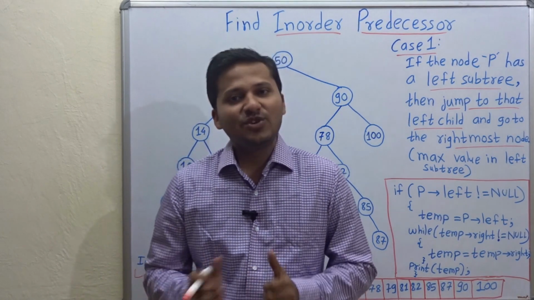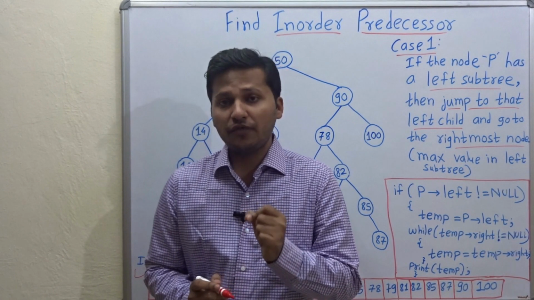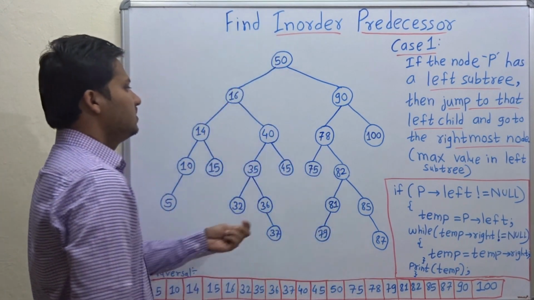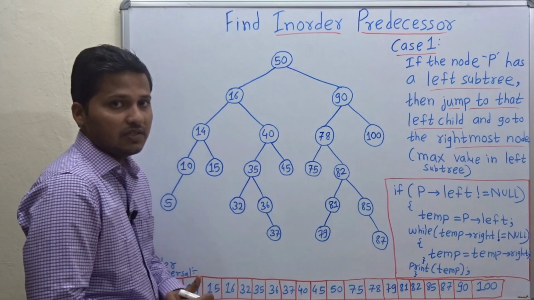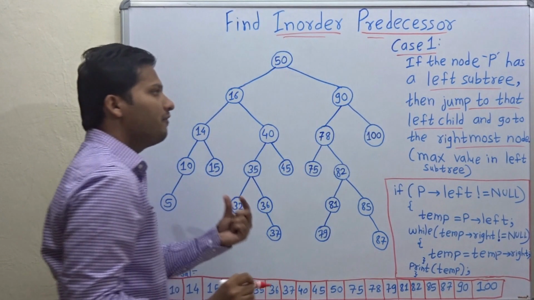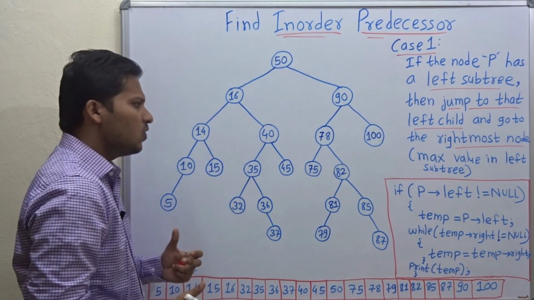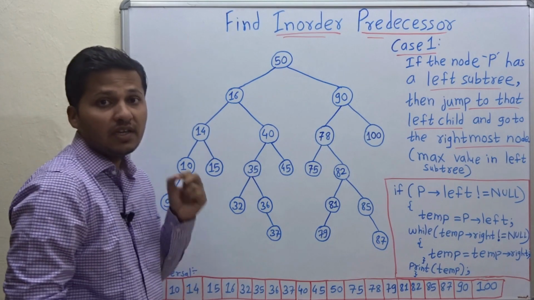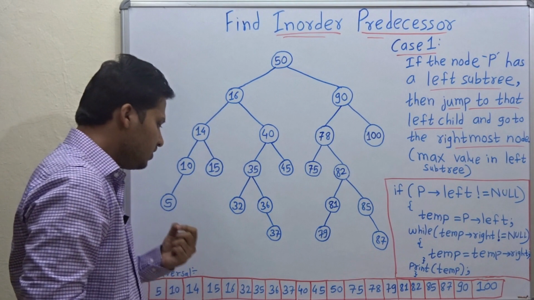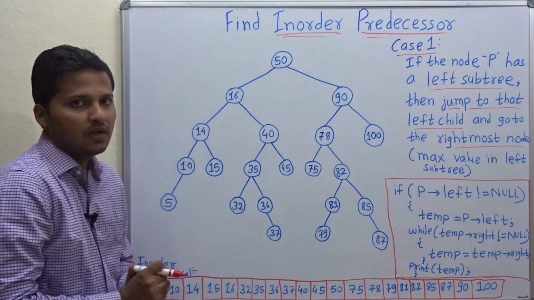Hello friends, today we are going to see how to find out the in-order predecessor of a node in a binary search tree. So let's see. This is the binary search tree and we want to find out the in-order predecessor of any given node in this binary search tree. Now we all know that it is very easy to find out the in-order predecessor if we know the in-order traversal of a binary tree.